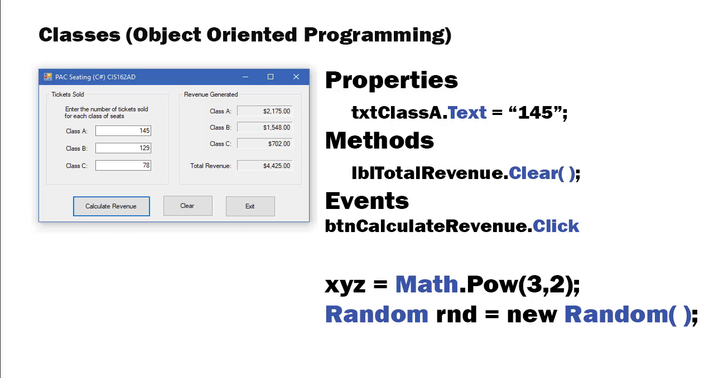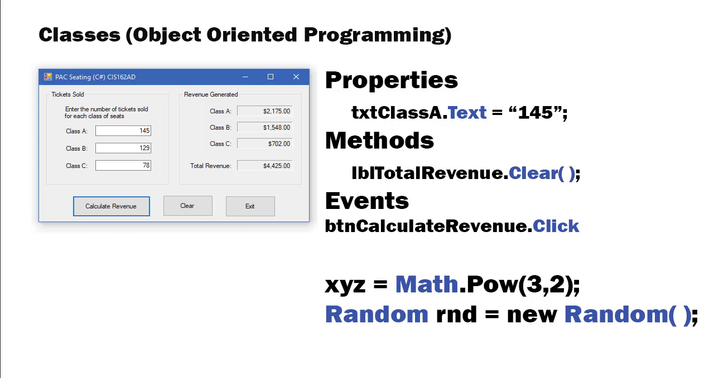So there's a button class, there's a label class, and every time we drag a button onto our form, we're creating an instance of that button class, and then we're using properties to change the look and feel of that button or that text box or that label. Remember, we talked from the very beginning that classes have properties, methods, and events.